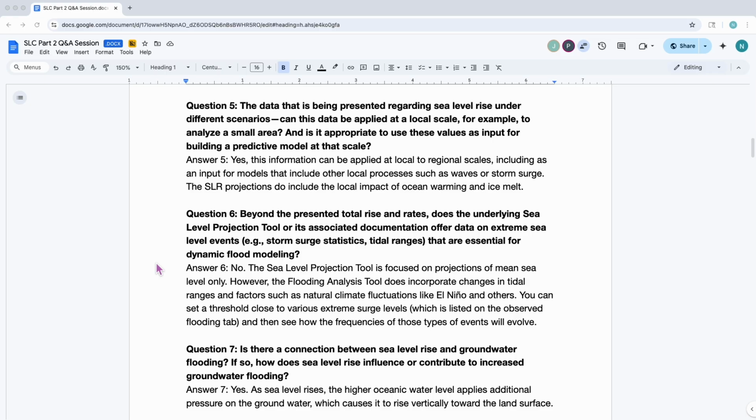So what you could do, on one of the tabs there, the observed flooding tab, there is a list on the right-hand side of the 100-year return value and things like that. And you could set a threshold close to those, and then see how those types of events would evolve going forward. But no, neither of these tools specifically do extreme storm surge statistics, if that's what you're after.